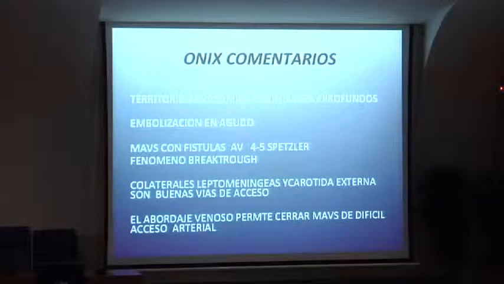It's possible to treat the big AVM, Spetzler-Martin 4 or 5. I have a paper, I treated 40 patients with 4 or 5 Spetzler-Martin grade, a total cure after embolization or complementary surgery. The collateral leptomeningeal or external carotid artery is shown the good way to treat the AVM, and the venous approach is possible to complete or to remove the final part of the AVM.